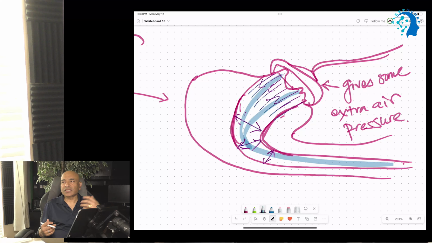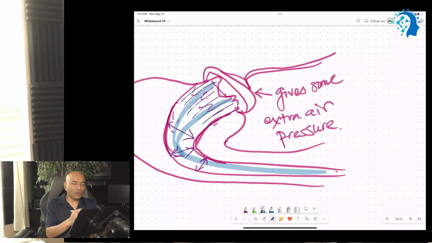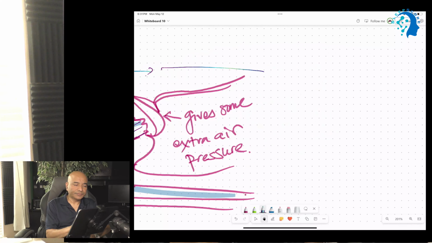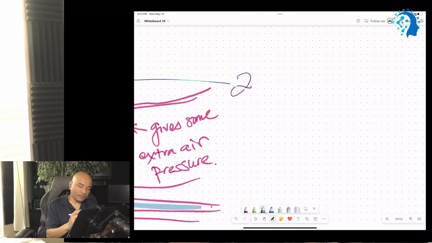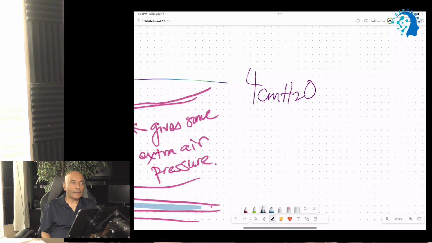But how much air we need to open this area, we don't know. So the pressure starts from 4 centimeter H2O, up to 20 centimeter.